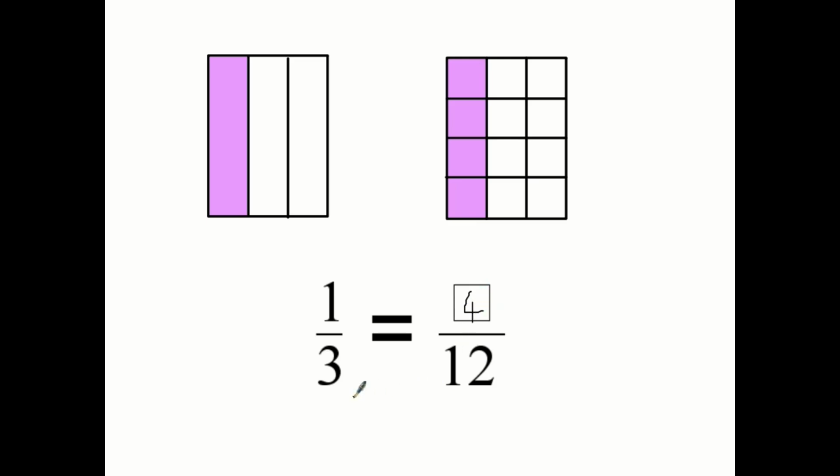What's going on numerically? Let's have a look. That's been multiplied by 4. So the top should also have been multiplied by 4. Yes, 1 multiplied by 4 is 4.